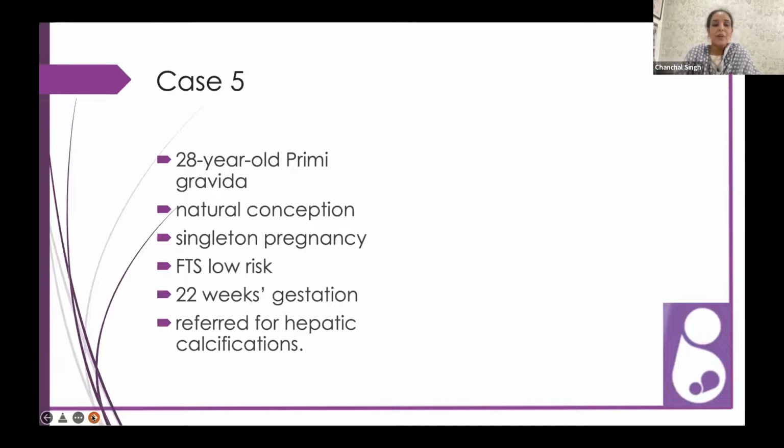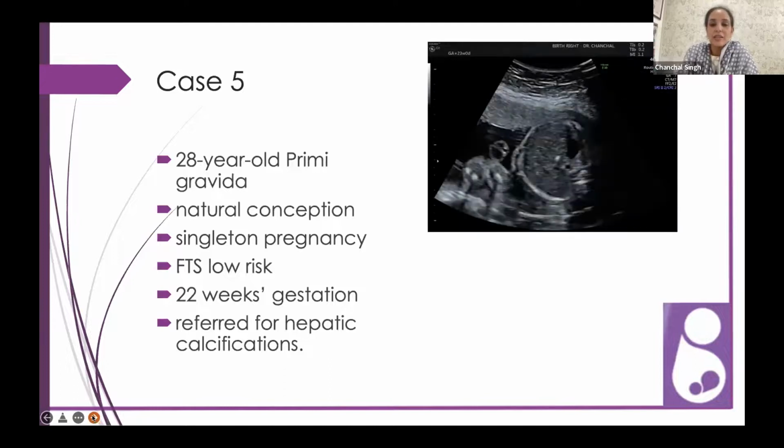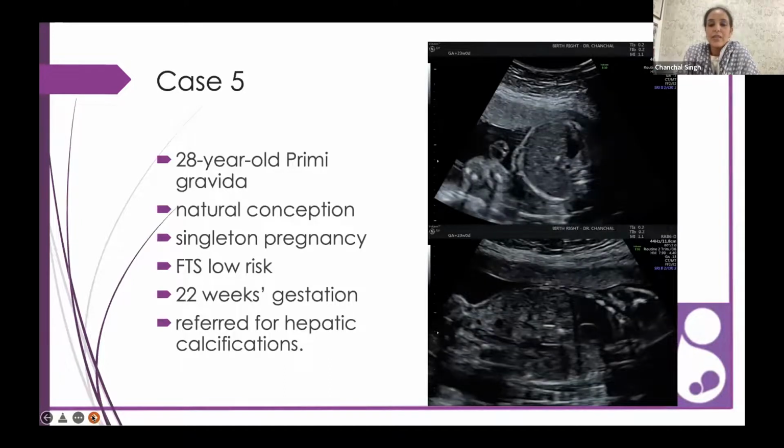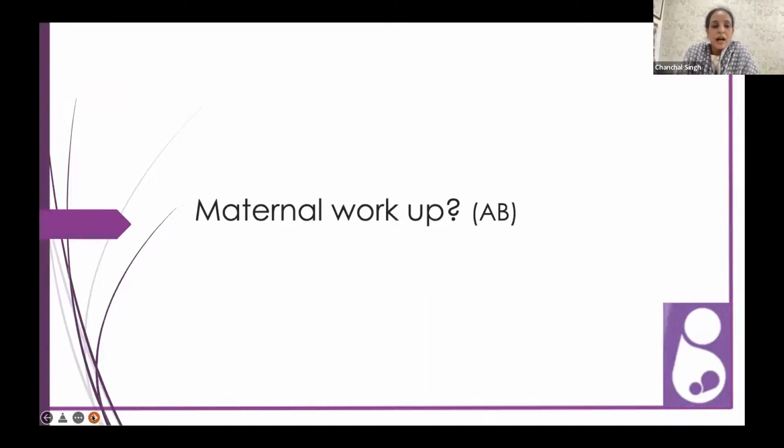Well, now coming to the next case, a 28-year-old gravida, natural conception, singleton pregnancy. Again, first trimester screening was low risk. This patient was referred at 22 weeks gestation for hepatic calcification. So you can see the calcifications here. So what would be the maternal workup here, Dr. Anita?